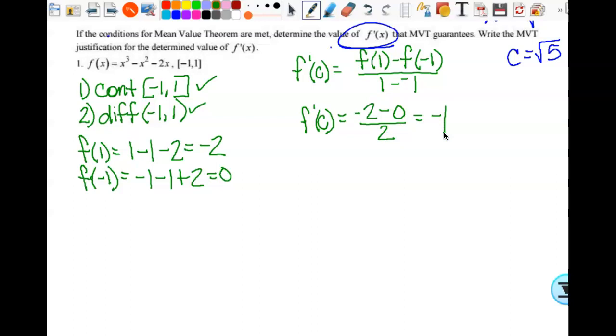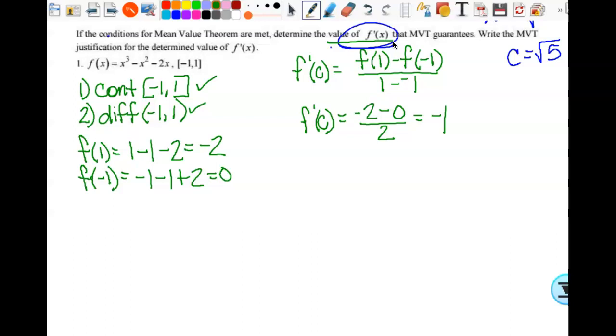Okay. So our conditions were met. We're not looking for a C value. That's why I didn't take the derivative and put it back in there, because it didn't ask me to do that. It just said the value of f prime of x, which f prime of C is the same thing. We're just using C for x. Okay. What questions do you have?